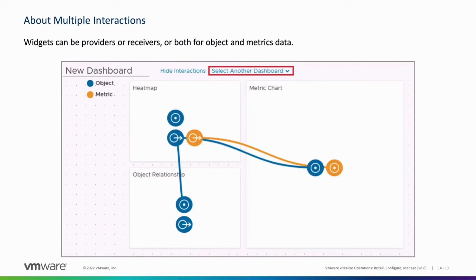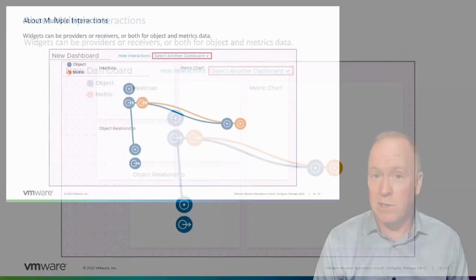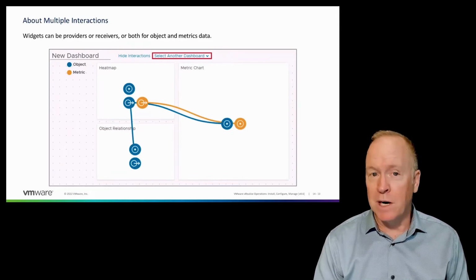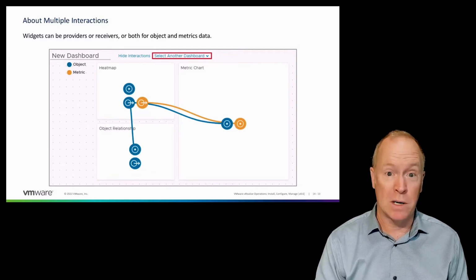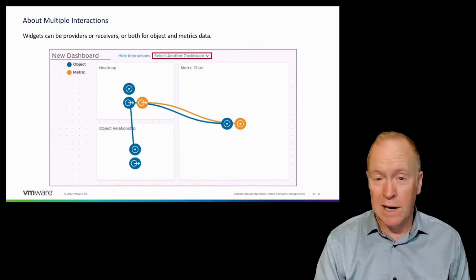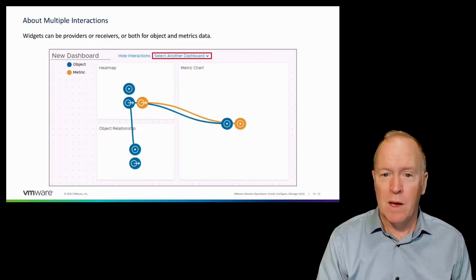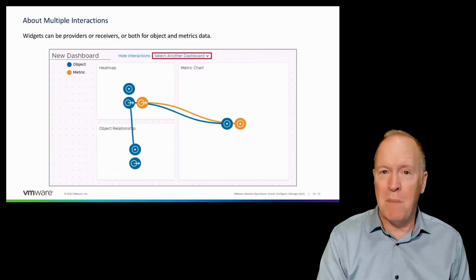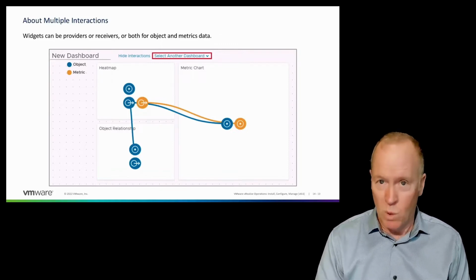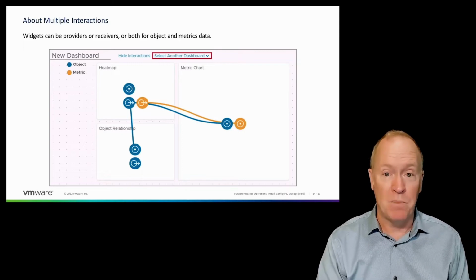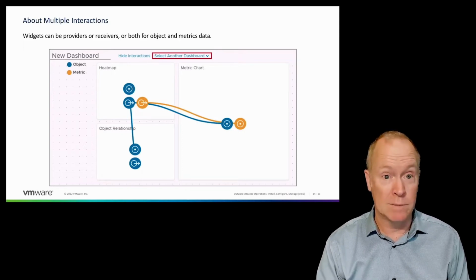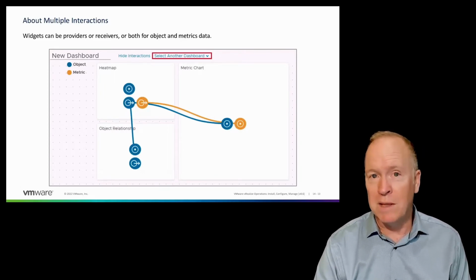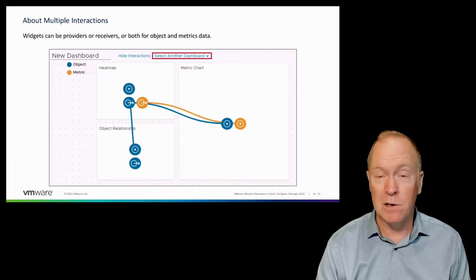Additionally, this screenshot also shows you another type of widget interaction that you can set up, in which instead of sending an object, we'll send a metric. So orange here in the diagram indicates metrics. Instead of, or in addition to sending objects, you can send metrics from a sender widget to one or more receiver widgets by dragging and dropping between the orange icons. So again, by adding a multitude of interactions, you can make the dashboard very interactive for your users.